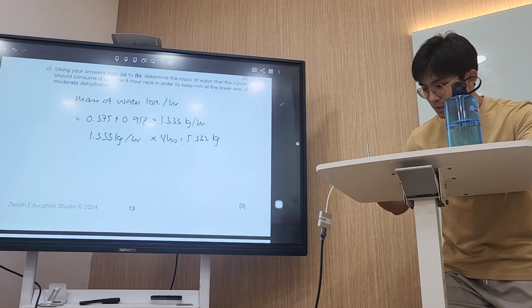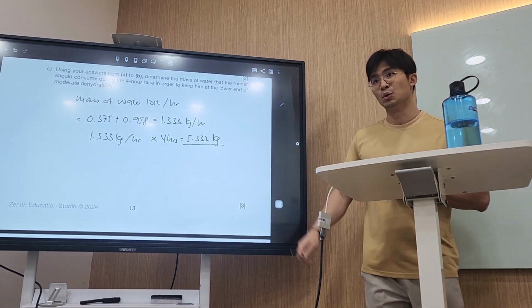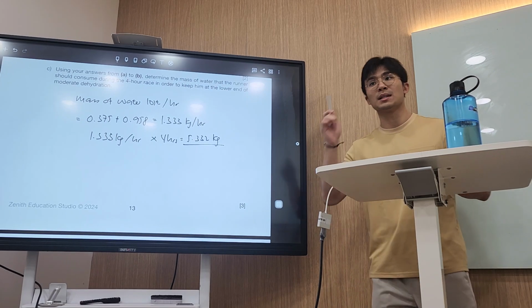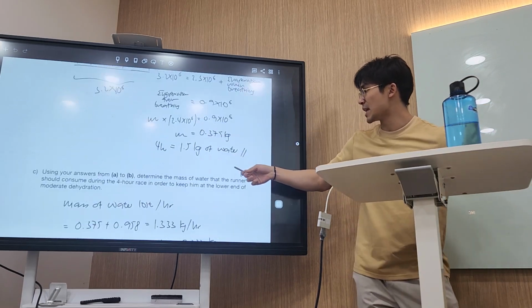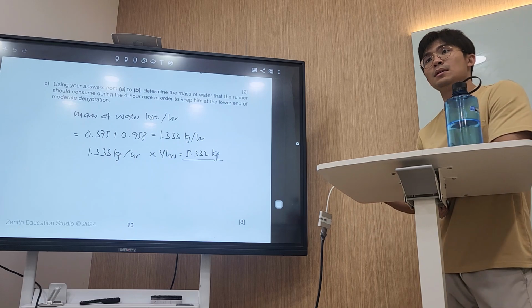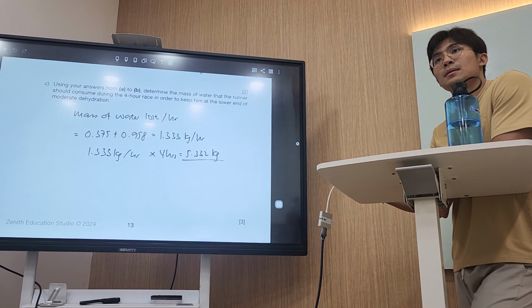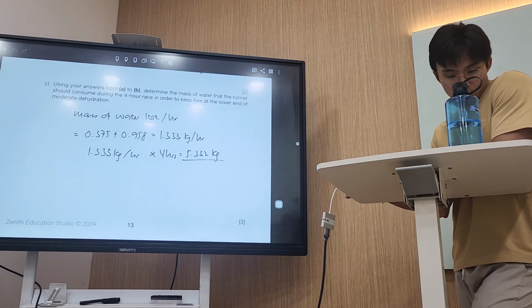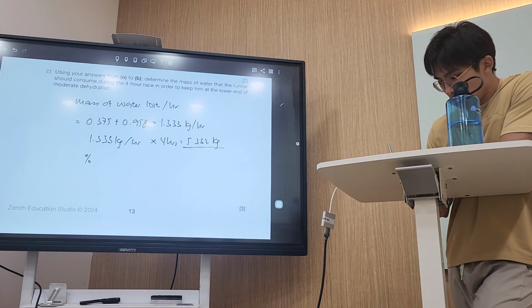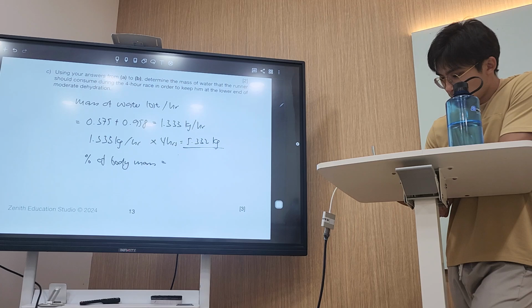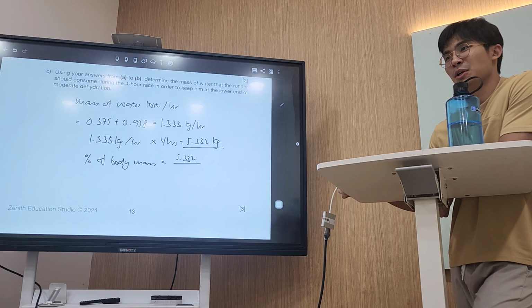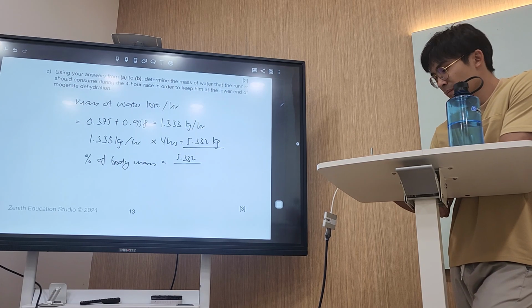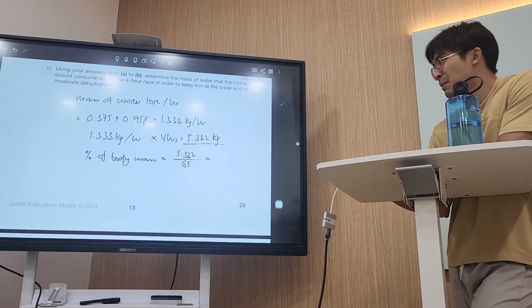Okay, so now 5.332 kilograms is how much I'm losing. Okay, what's the percentage out of my body mass in water? Remember, I'm not supposed to go below 5. What percentage is this? 8.2. Okay, yeah, that's the answer I got. So percentage of body mass. 5.332, what's your body weight? The question is body weight. So what percentage of water am I losing?